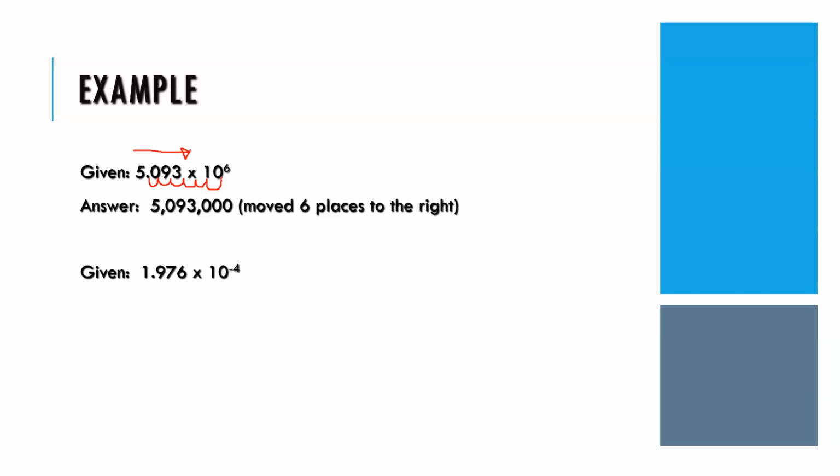Let's look at another one. This time I was given this number and I see that my exponent is negative. So that tells me that I'm moving my decimal to the left. So I move it 1, and then I've run out of spaces, but I keep going. 2, 3, 4, and I'm going to plug zeros into those extra places, giving me 0.0001976, where I moved it 4 places to the left. Hopefully that makes sense.